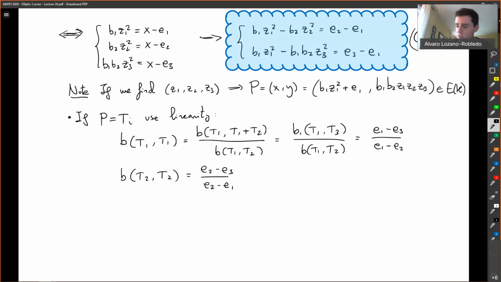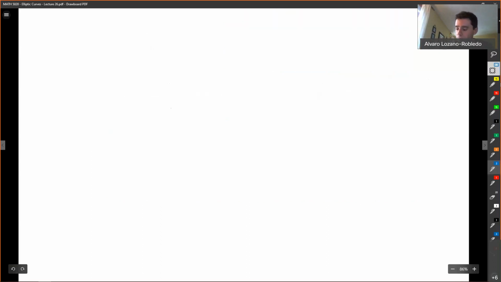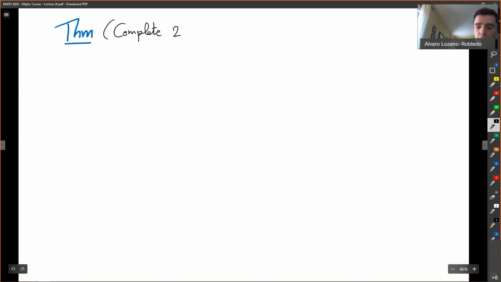Okay, so these are the other values that are useful to compute the Mordell group. So what we've proved is the following. All in all, we have the following theorem. This theorem is called the complete two-descent of elliptic curves, and is the following. So suppose you have an elliptic curve with full two torsion.